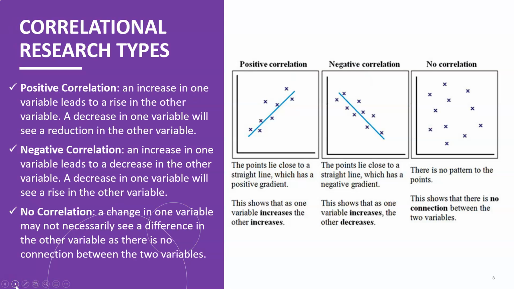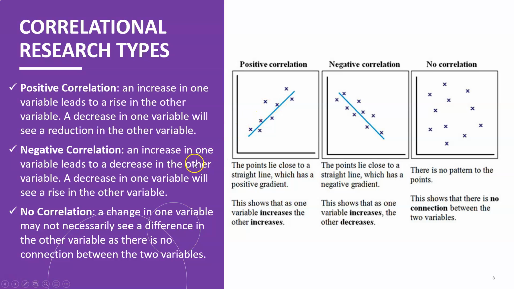Now, there's 3 different types of correlational research. You have positive, negative, and no correlation whatsoever. So the positive correlation is an increase in one variable leads to a rise in the other, as depicted in this first picture. And then also it could mean that a decrease in one variable will see a reduction in the other. So you can see that both of them are headed in the same direction. Increase in one, increase in the other. Decrease in one, decrease in the other.